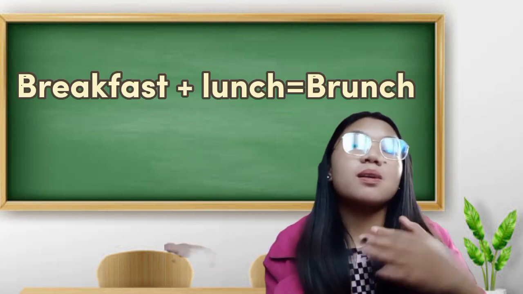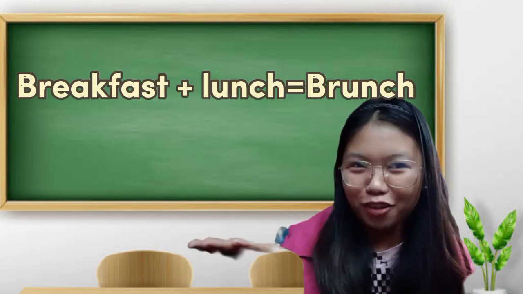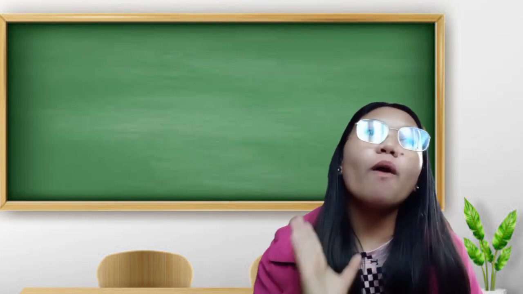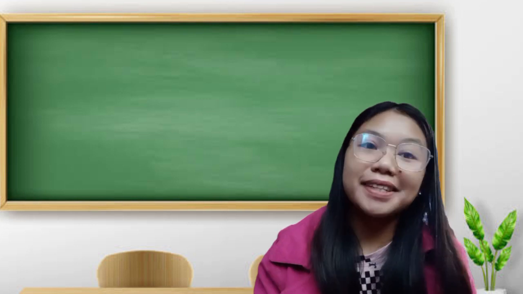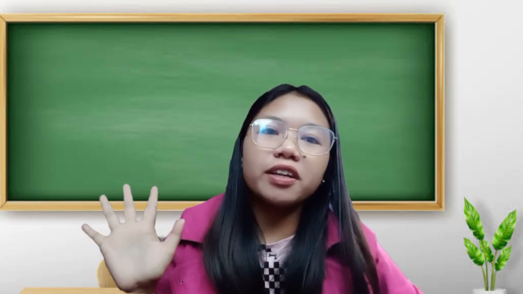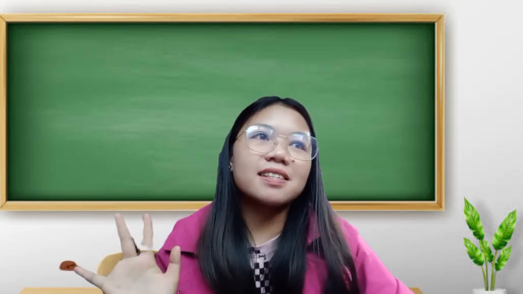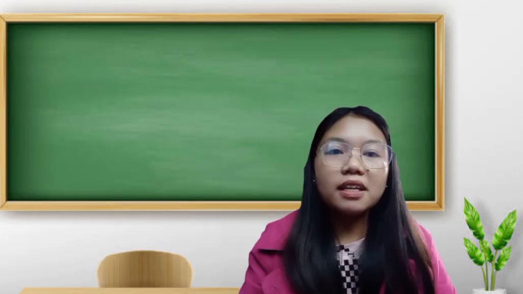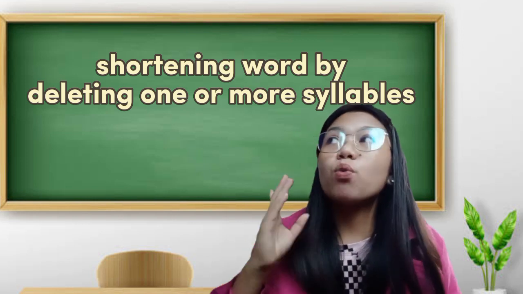Breakfast plus lunch, brunch. That is blending. Again, it is only parts of the words that are combined together. The fifth word formation process is clipping. What is clipping? Clipping is the shortening of a word by deleting one or more syllables.